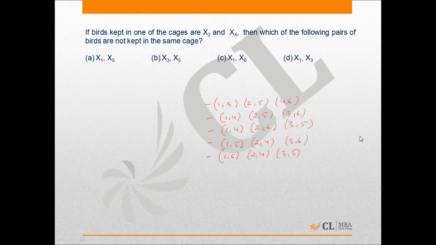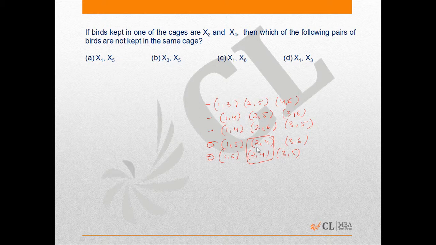Next question. If the birds kept in one of the cages are x2 and x4, so they are talking about these cases. So these two cases we have to consider. So if x2 and x4 are put together, then the question is which of the following pair of birds are not kept in the same cage.